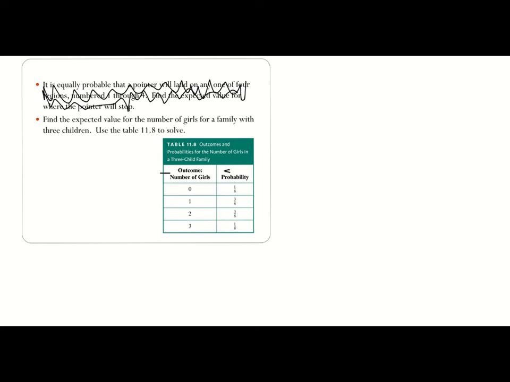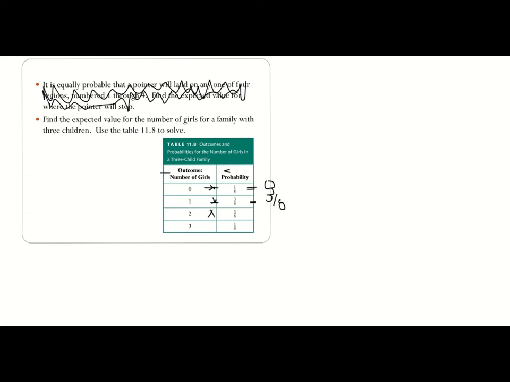So we want to find the expected value for the number of girls for a family with 3 children. So the outcome of having 0 girls is a probability of 1/8. So we'll multiply that together and we get 0. Then 1 girl is 3/8. So when we multiply that together, we get 3/8.